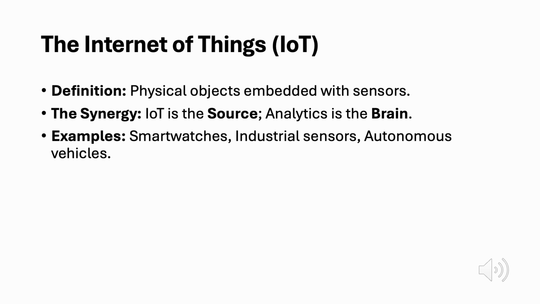The Internet of Things, IoT. IoT is the network of physical objects, things, embedded with sensors, software, and other technologies to connect and exchange data with other devices over the internet. The connection: IoT is the source, and data analytics is the brain.